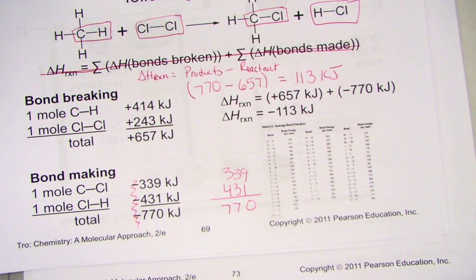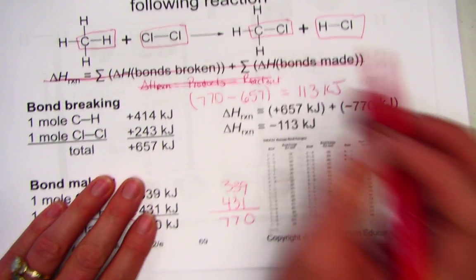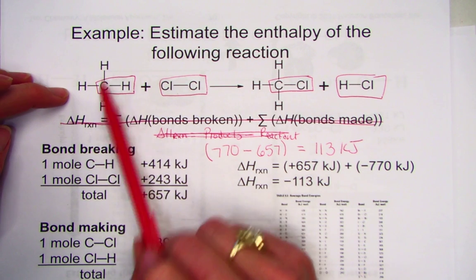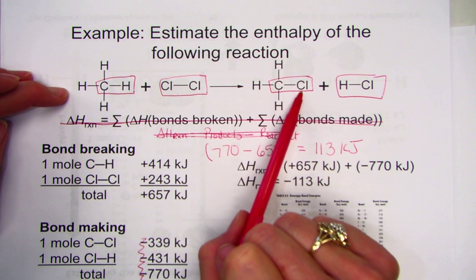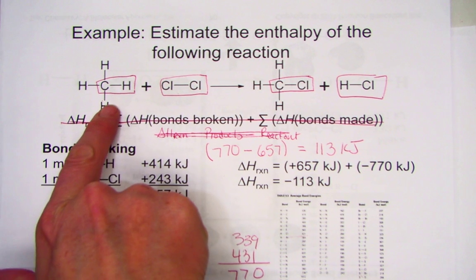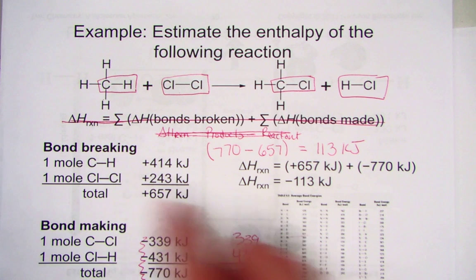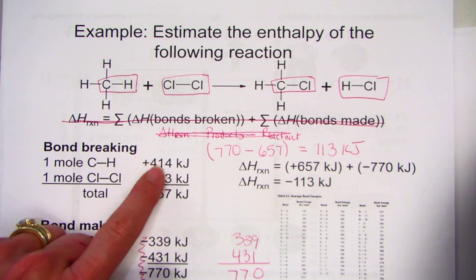Now let's take a peek at an actual problem. I wrote on this, I apologize. I'm going to read through my writing. We have CH4 plus Cl2 giving CH3Cl and HCl. What's nice is that they've actually drawn the structures for us. On the left side, I can see that a carbon to hydrogen bond had to be broken. The carbon to hydrogen bond is 414. That's where they're finding this value.